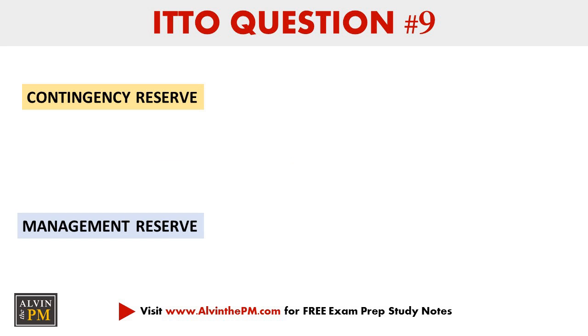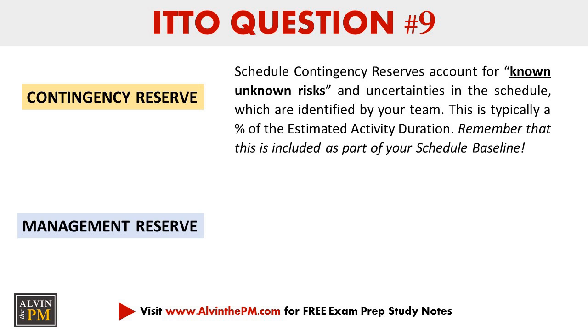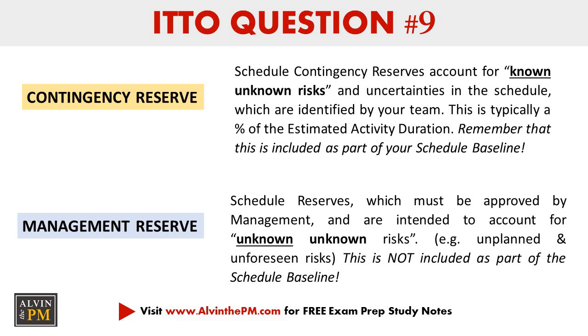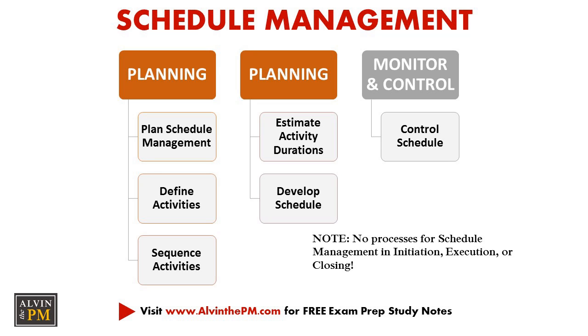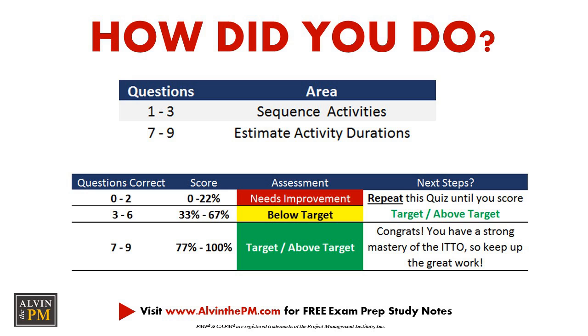Scheduled contingency reserves account for known unknown risks and uncertainties in your schedule, which are identified by your team. Management reserves, on the other hand, must be approved by management and are intended to account for unknown risks. Remember that this is not included as part of your project schedule baseline. So in today's video, we've covered 2 of the processes for schedule management, so make sure you repeat this ITTO quiz until you score target or above target in this area.